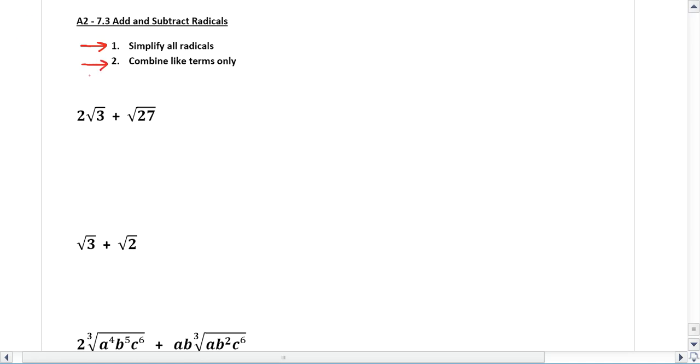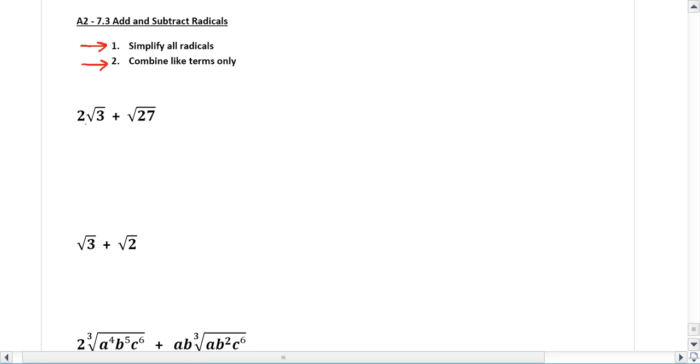You can only add third roots to third roots, square roots to square roots, and even then they have to be the same square root. So completely like terms. Okay, that's it for the new material. Let's go over some examples.